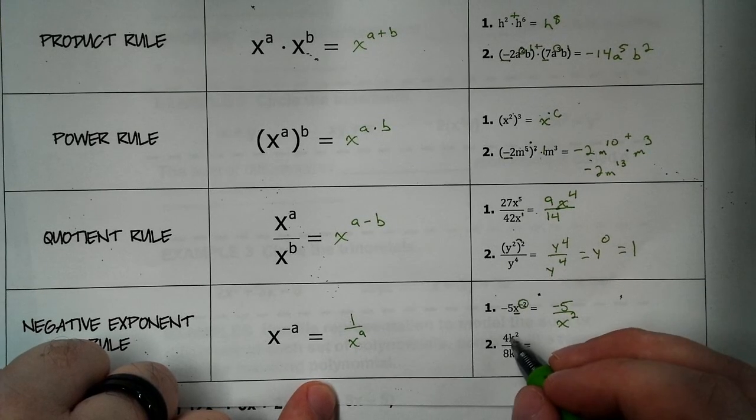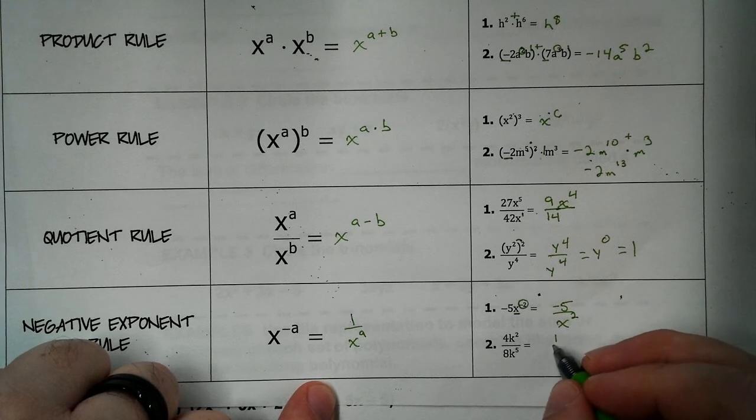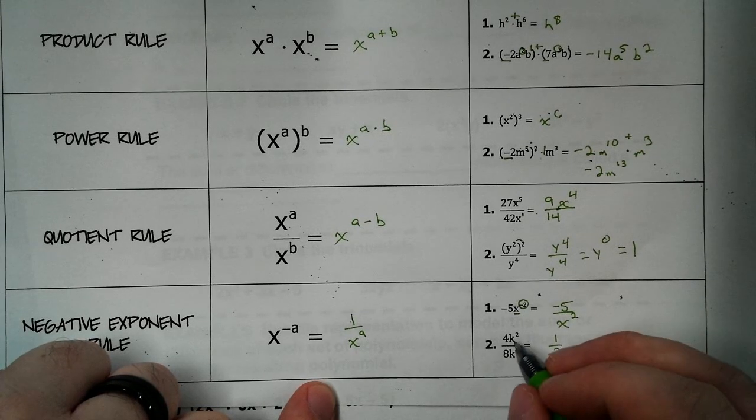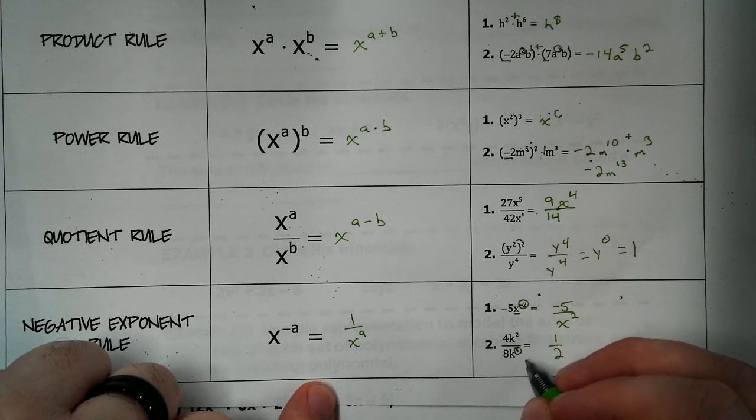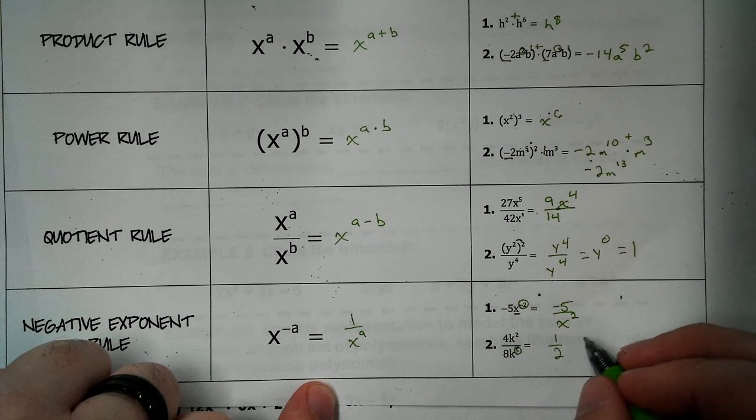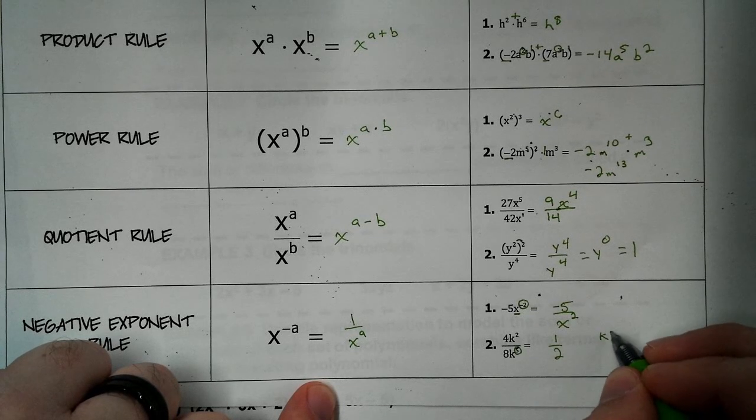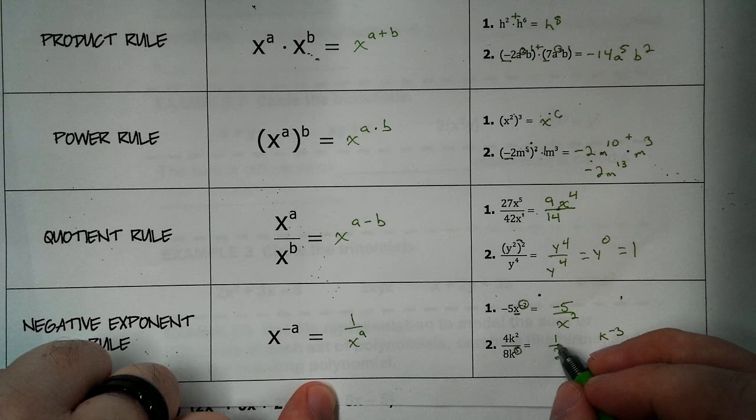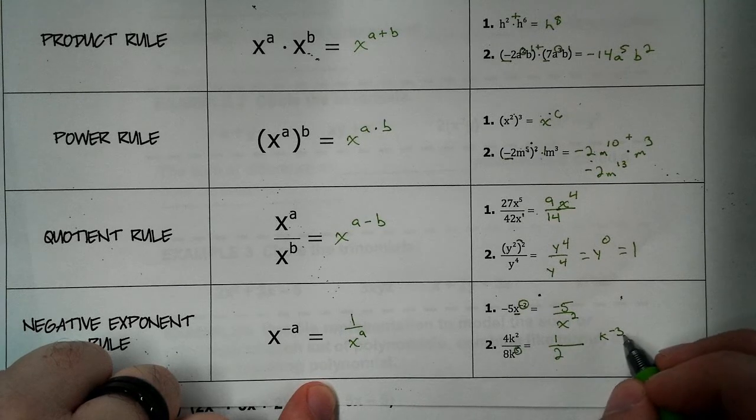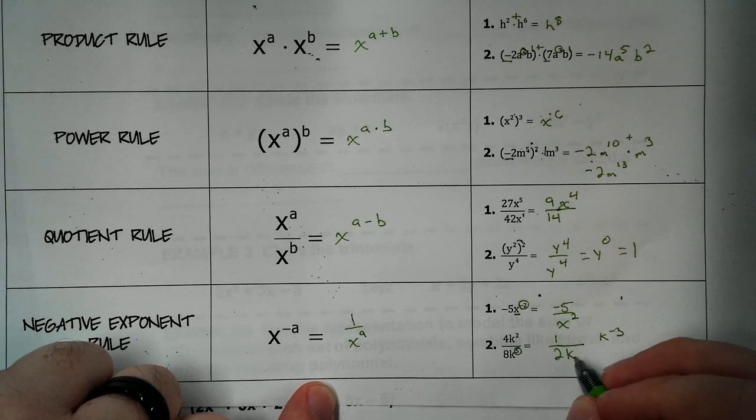All right, this one we've got 4 divided by 8, which would give us 1/2. So start out with the numbers. Now I have k to the second minus k to the fifth, right? 2 minus 5, which would give me k to the negative 3. Well, we have k to the negative 3, which means we're going to have 3 k's on the bottom.